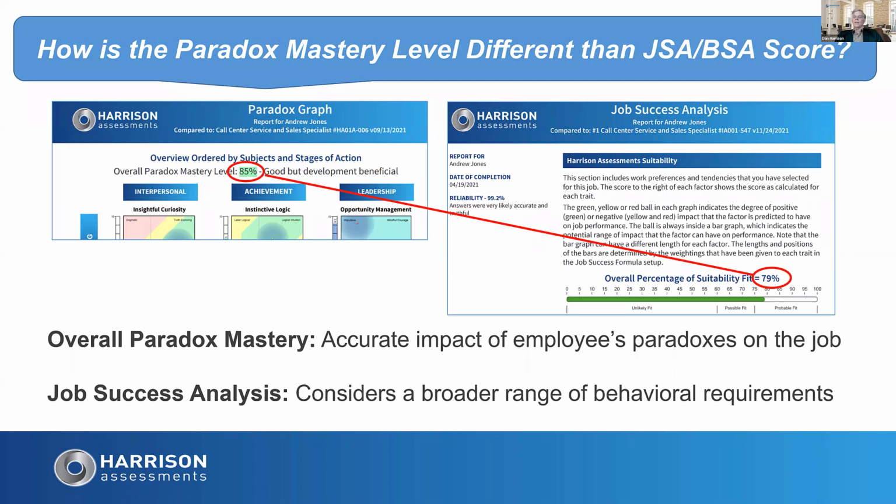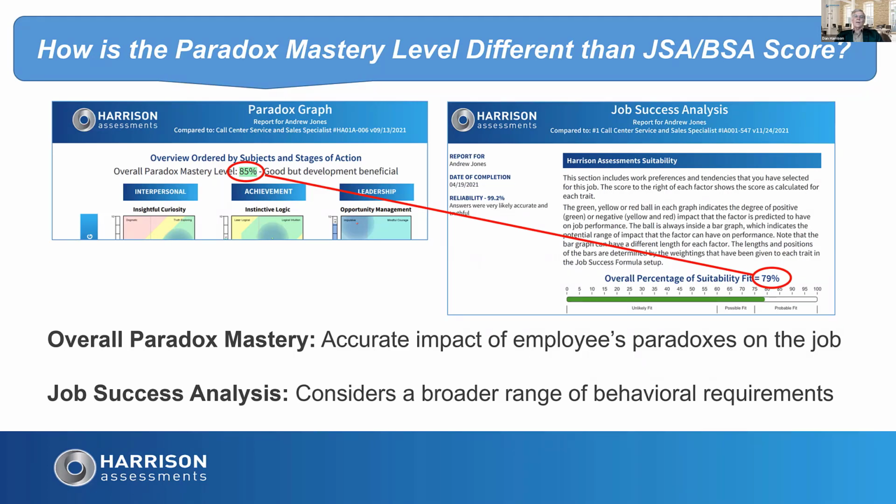But the job success analysis includes a broader range of traits. So for example, it has wants to lead, it has things like influencing, it has things like pressure tolerance, and those things you're not going to see on the paradox, but those things can impact. And they typically are the things that are harder to change, but some of them could be changed as well.